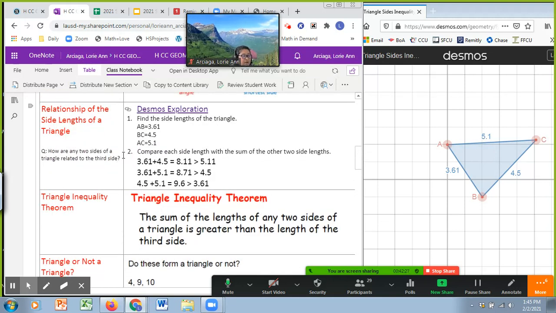So how are any two sides of a triangle related to the third side? Okay, so how are you going to answer that? If you add any two sides, not just the first two, not just the last two, but any two sides, the sum is what? Is it always greater than or less than the remaining side? So go ahead and answer that question in your own words, so it will be easier for you to remember. Greater than, very good. So go ahead and write it down over here.